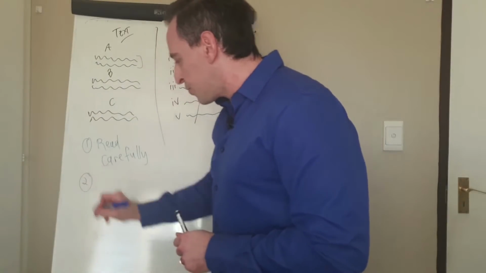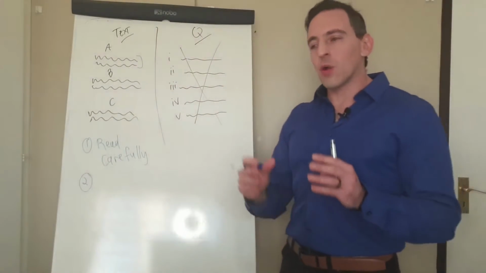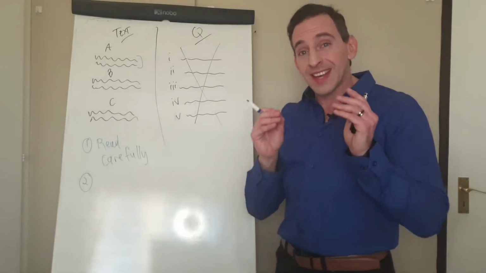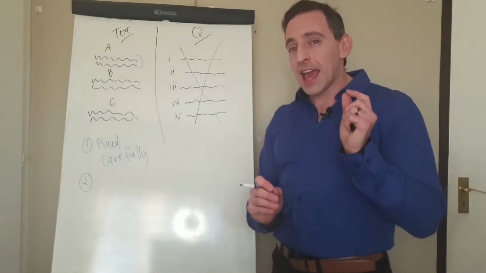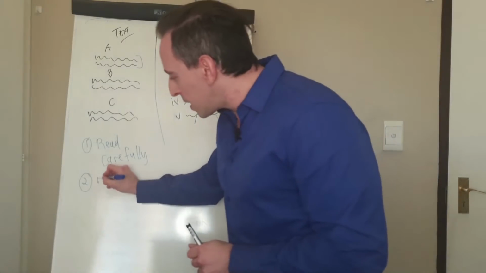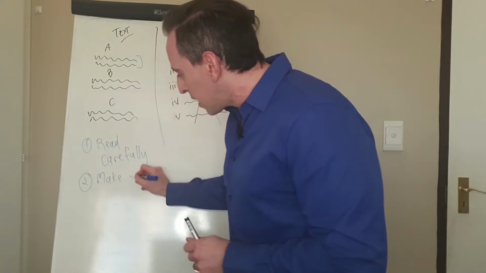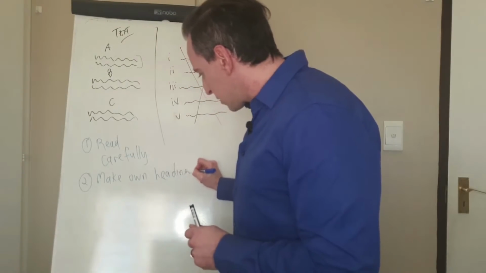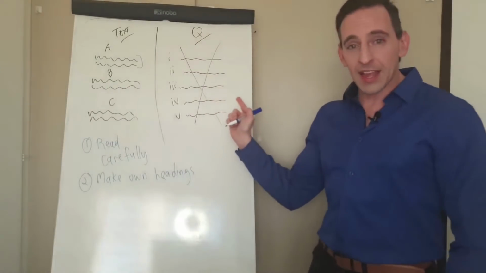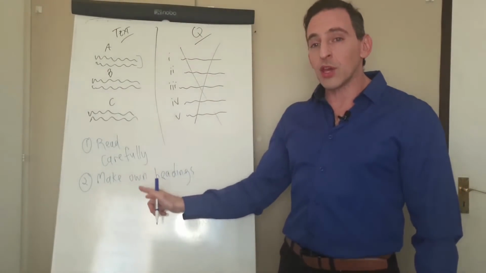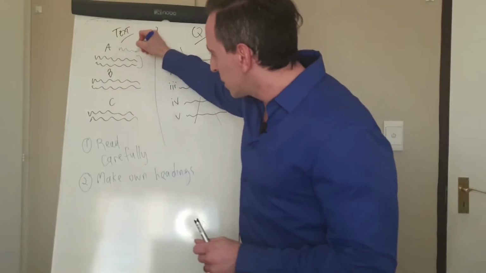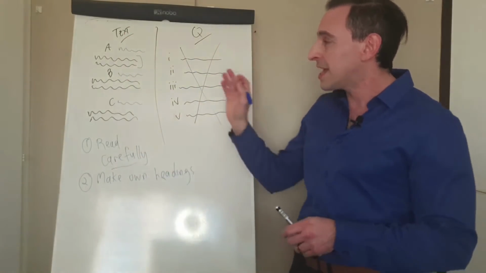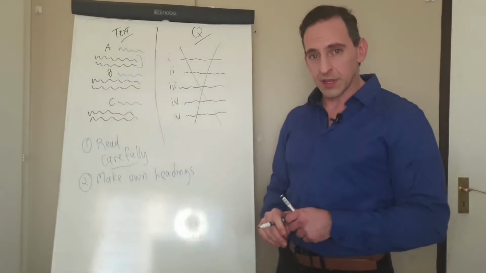And step number 2, identify words that are unique. Identify words that are different, that could have synonyms. And based on that, you make your own headings. So you haven't even looked at the headings yet. You are making your own headings. You base it on what you understand from reading carefully in the paragraphs.